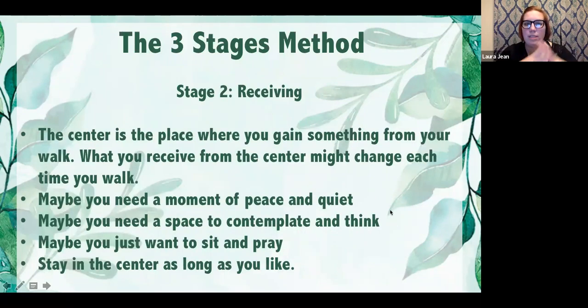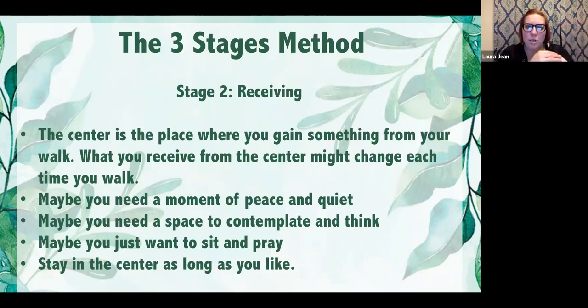And then we go to stage 2, which is receiving. So this stage 2 is just basically your time in the center. So the center is a place where you are receiving, you're gaining something from your walk. So what you receive from the center might change each time you walk. It kind of depends on what you might have been praying about as you were walking. You might feel that you receive a different message from God, or a different feeling, depending on where you're at and what you're praying about in that walk.